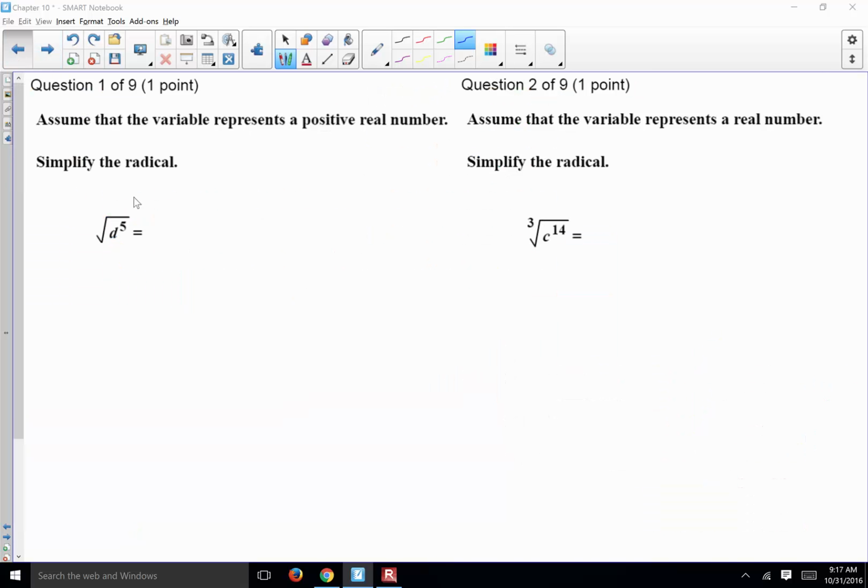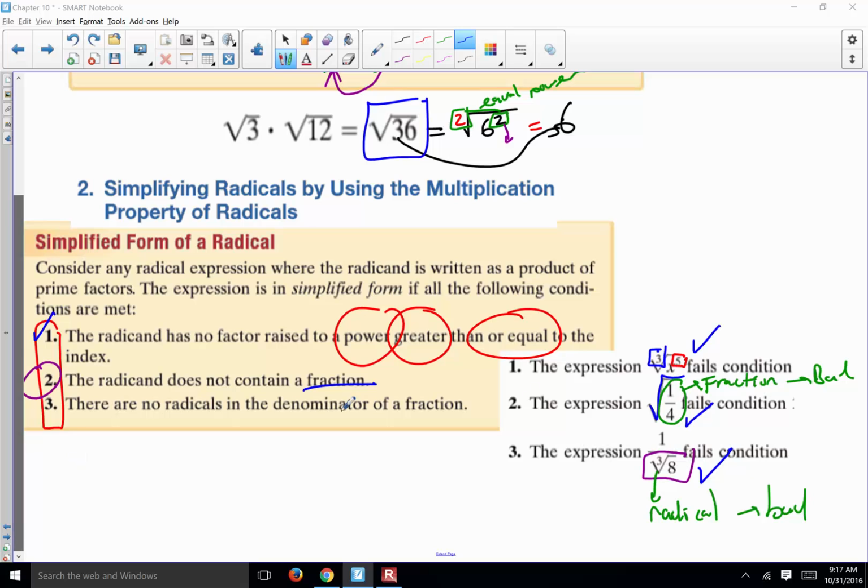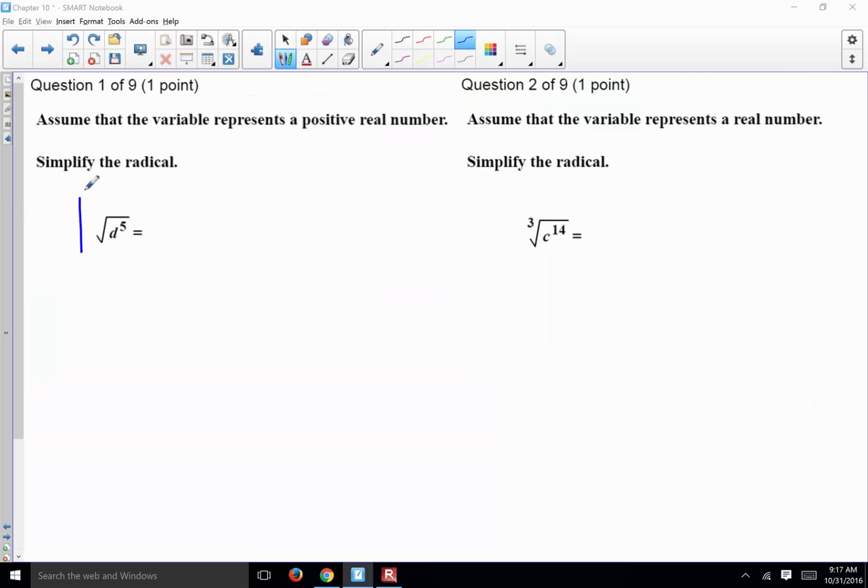Is it clear again? No big powers, no fraction inside, no radical in the denominator. Three things. What is violated here? We need to simplify this more. It says simplify the radical. I'm wondering what has been violated here.